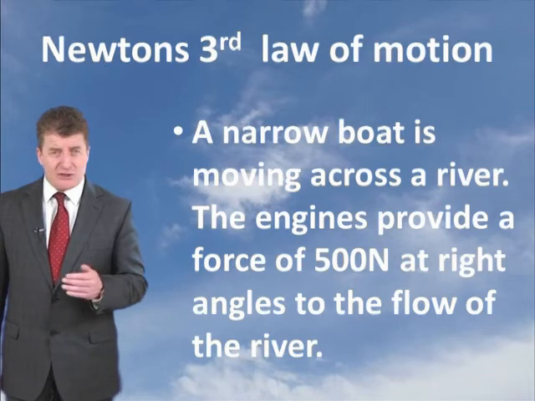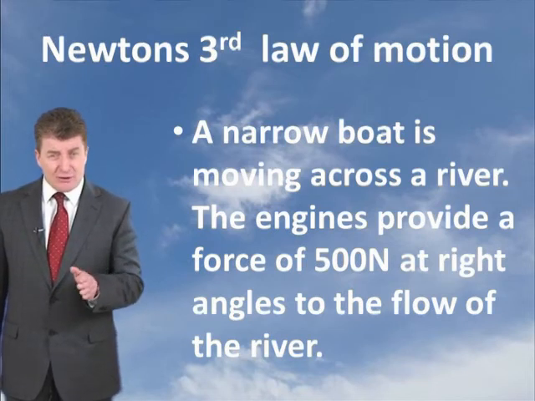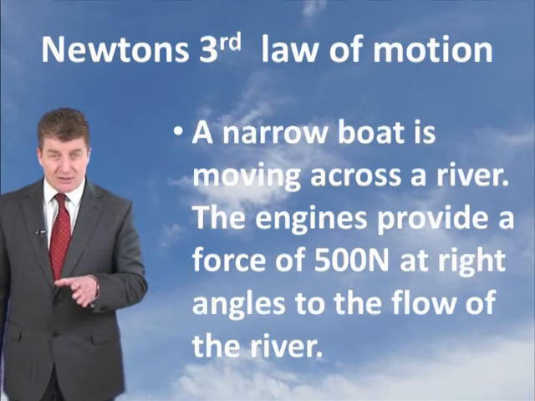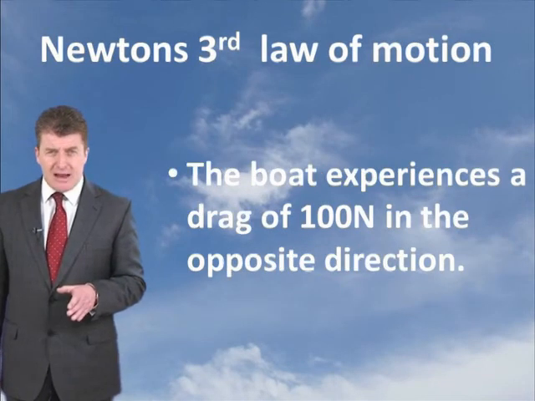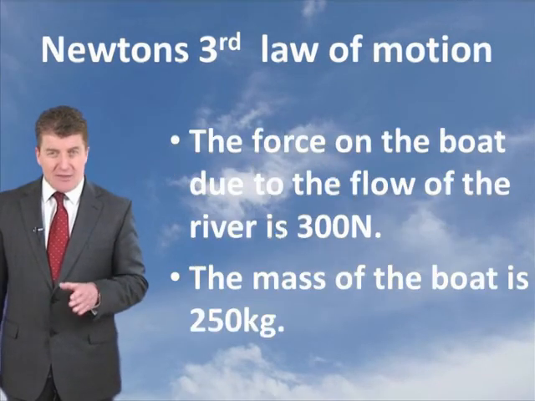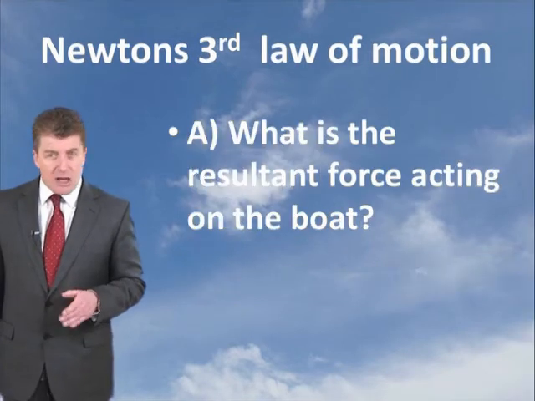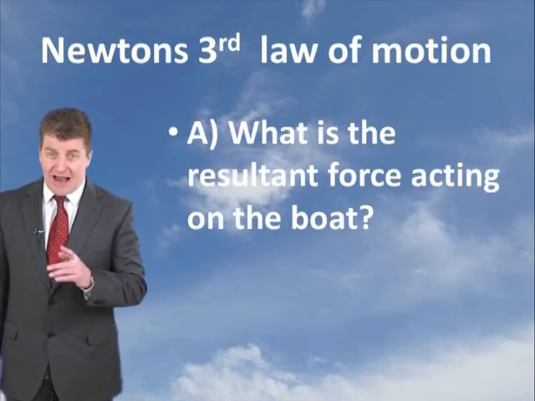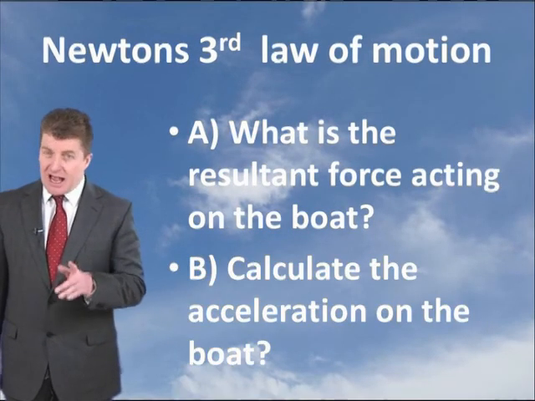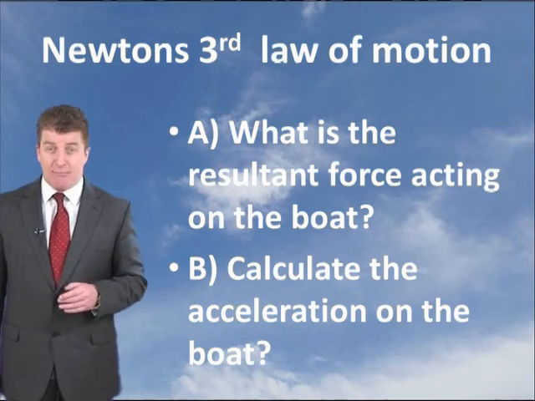Let's do an example. A narrowboat is moving across a river. The engines provide a force of 500 newtons at right angles to the flow of the river. The boat experiences a drag of 100 newtons in the opposite direction. Now, the force on the boat due to the flow of the river is 300 newtons, and the mass of the boat is 250 kilograms. A, what is the resultant force acting on the boat? And B, calculate the acceleration of that boat.